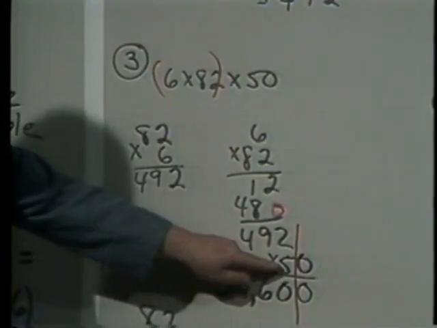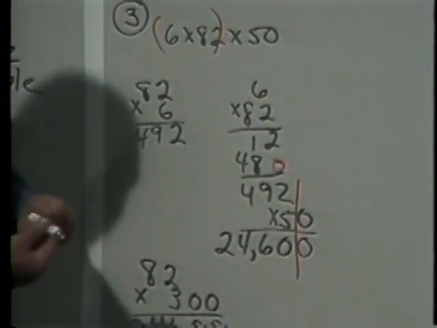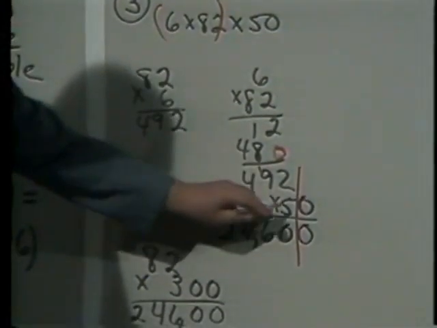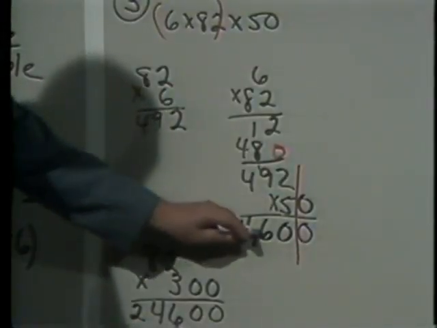and using the shortcut method I showed you before, I take the 492, I multiply that by 5. You see, 5 times 2 is 10. Put down the 0, carry the 1. 5 times 9 is 45, and 1 is 46.